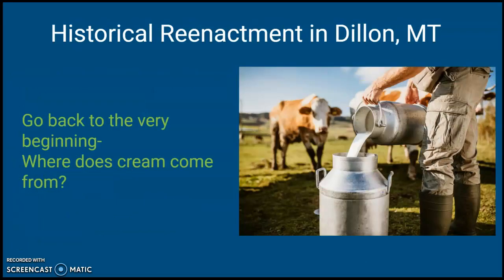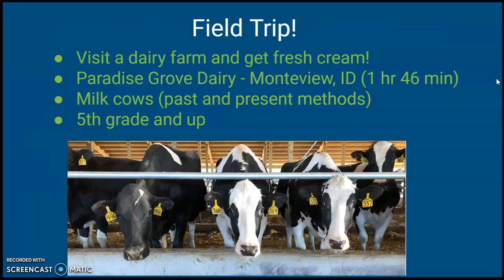So since we're in Dillon, Montana, we're going to go back to the very beginning and start our lesson with, where does cream come from? Obviously, it comes from cows. So let's do a field trip. The closest dairy cow farm to Dillon, Montana is in Mount View, Idaho, which is a little less than 2 hours away. This is a great field trip for kiddos about 5th grade and up to take.